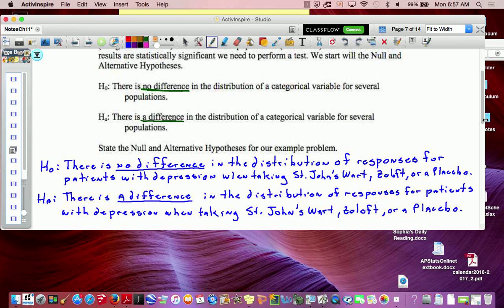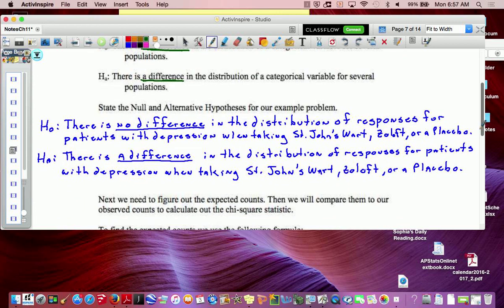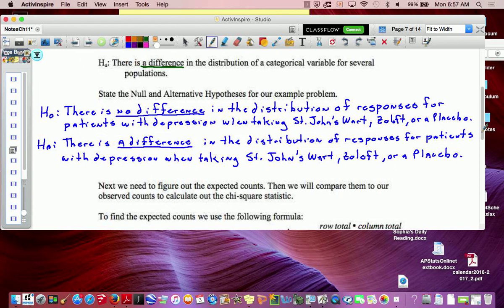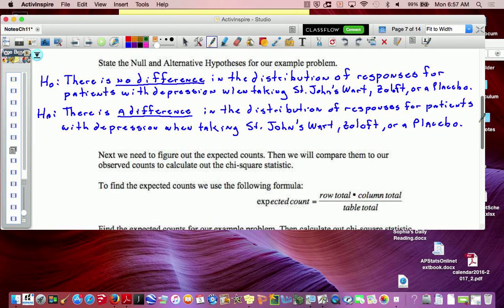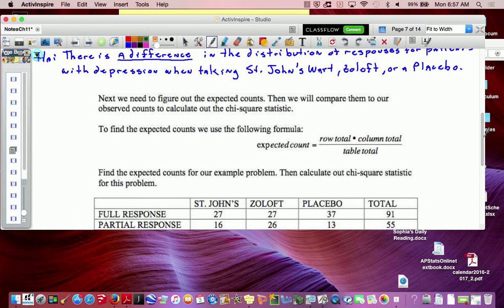Okay. All right, so the next thing that we need to actually do in the problem is to calculate the expected counts. This is where it becomes a lot of fun, and it actually requires us to do a little bit of work. Okay? So to calculate the expected counts, we can use this particular formula. An expected count is simply the row total times the column total divided by the table total.